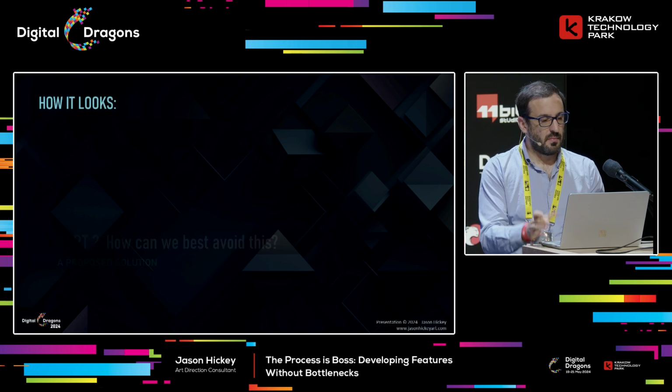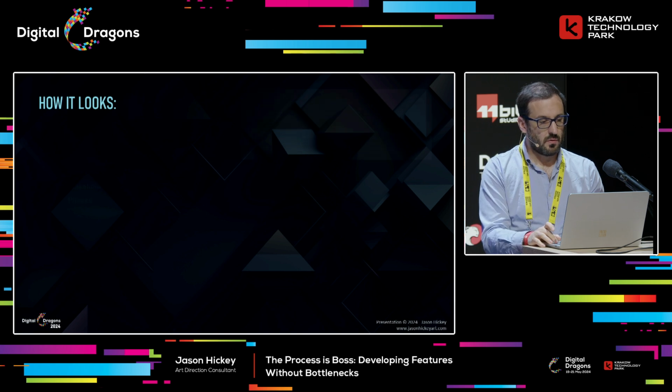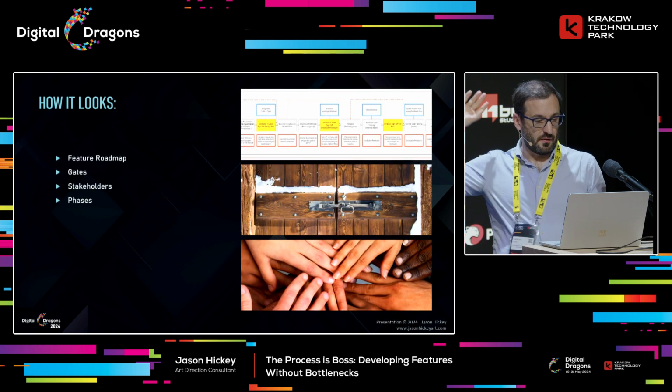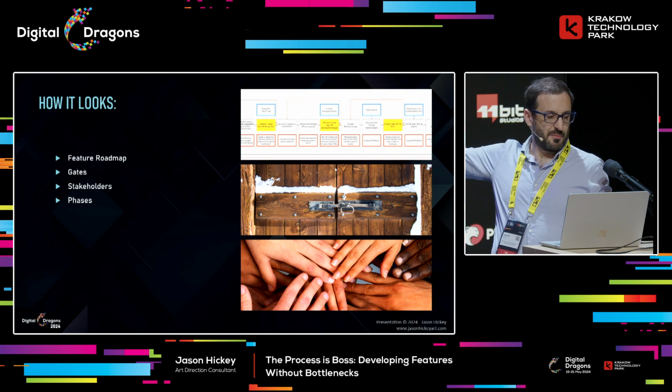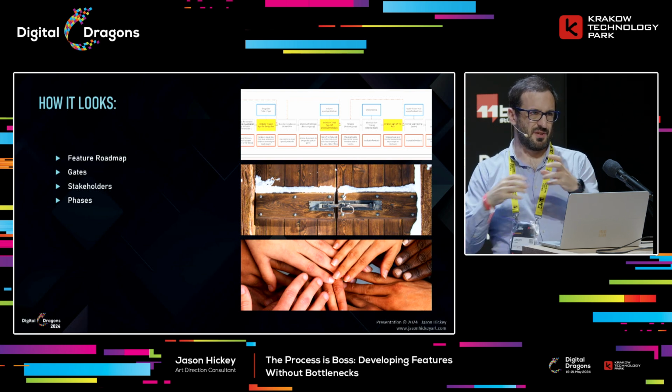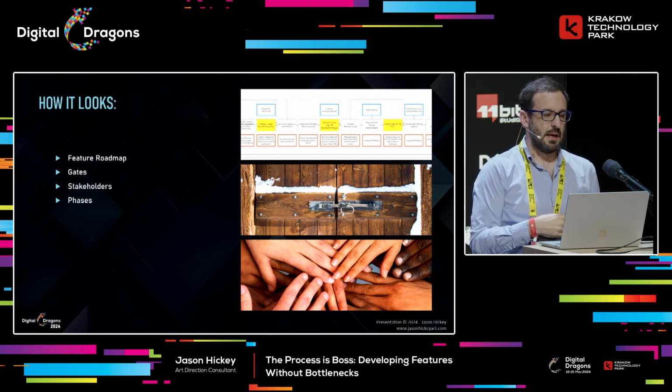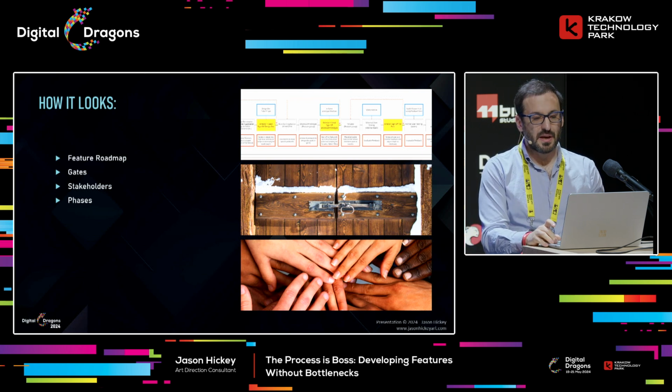So this is the beef of this talk, is how it looks. I had too much coffee. The feature roadmap I'm going to go through, which is really just the visualization of process. We'll talk about gates, stakeholders, and the major phases.